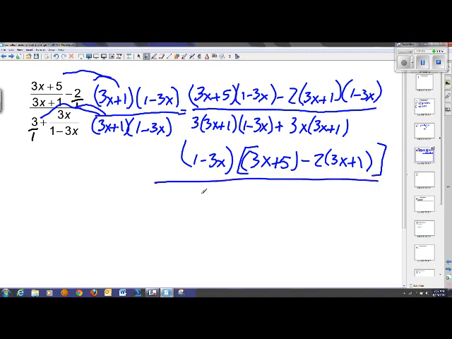In my denominator, I notice I have a 3x plus 1 in common. So I'm going to pull that out like a GCF. And again, very similar to the last problem, when I pull out a 3x plus 1 from the first term, I'm left with a 3 and a 1 minus 3x. In the second term, after I pull out a 3x plus 1, I'm just left with 3x.